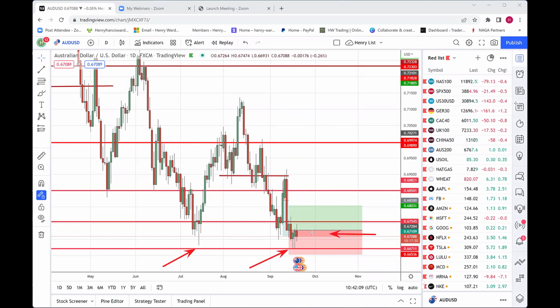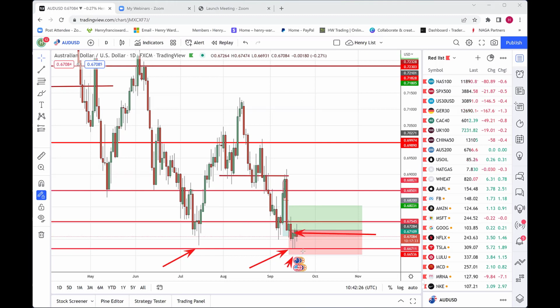So our entry was above that green bar, the first green bar, and our stop loss was a little bit below it. So we gave a little bit of room below. We got triggered in, and at this present moment, we're down a fraction on it.